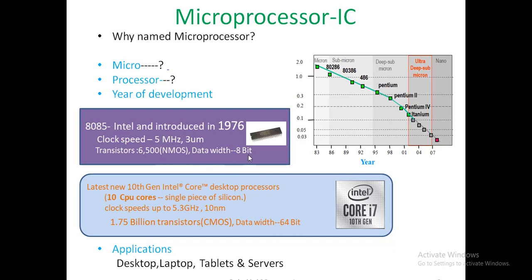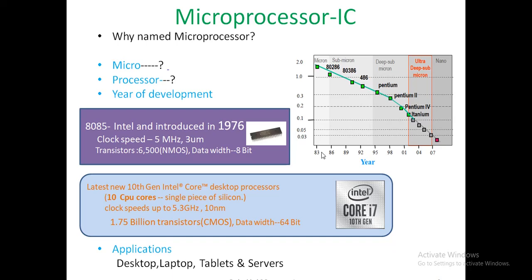The data width is very important in defining the speed of the microprocessor. The 8085 processes 8 bits at a time, while the i7 processes 64 bits at a time. Just look at this graph. The x-axis is the year, and the y-axis is in terms of micrometer.